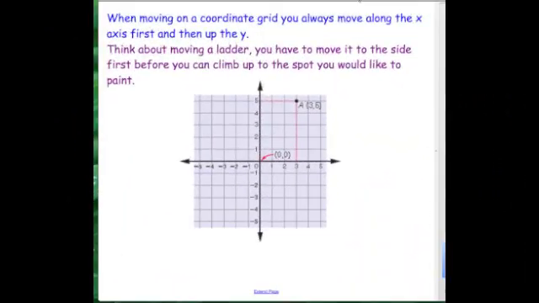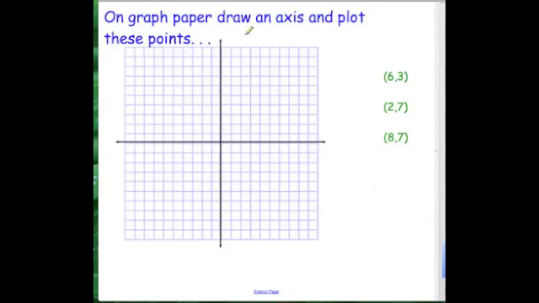When moving on a coordinate grid, you always move along the x-axis first and then up the y. Think about moving a ladder. You have to move it to the side first before you can climb to the spot that you would like to paint. So we move to the side, which is our x, and then we move up our y. On graph paper, draw an axis and plot these points. We'll go through these together for practice.